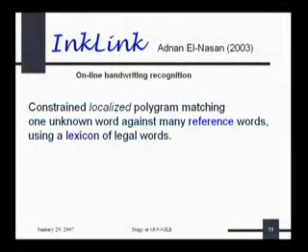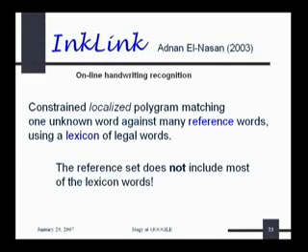This is a project from 4 years ago. I'll go through this rather quickly. It's a recognition scheme where we are looking at words, but we don't have samples of the words. So there is a reference set of words, maybe 1,000 words, but we are trying to recognize words for which we don't have examples.